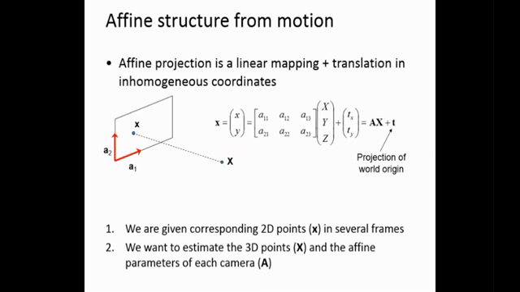So if x is 0, at the world origin, you'll observe the center of the world at t. So now the problem is that we're given corresponding points, little x, in several frames, and we want to estimate both the 3D points, big X, and the affine parameters A of each camera.